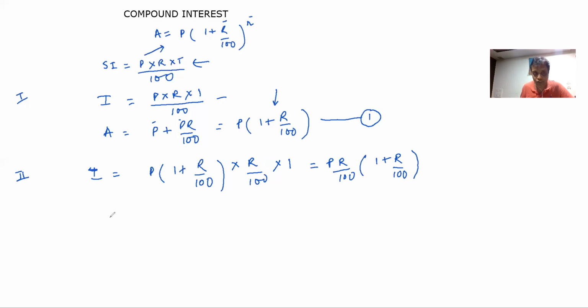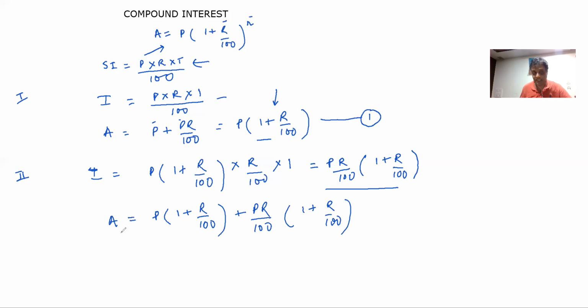Don't forget. And so we can calculate the amount at the end of the second year. How do we calculate the amount? The amount at the end of the first year, which is P (1 plus R upon 100), plus my interest, which is PR upon 100 times (1 plus R upon 100). Simple. This is the amount after the second year.